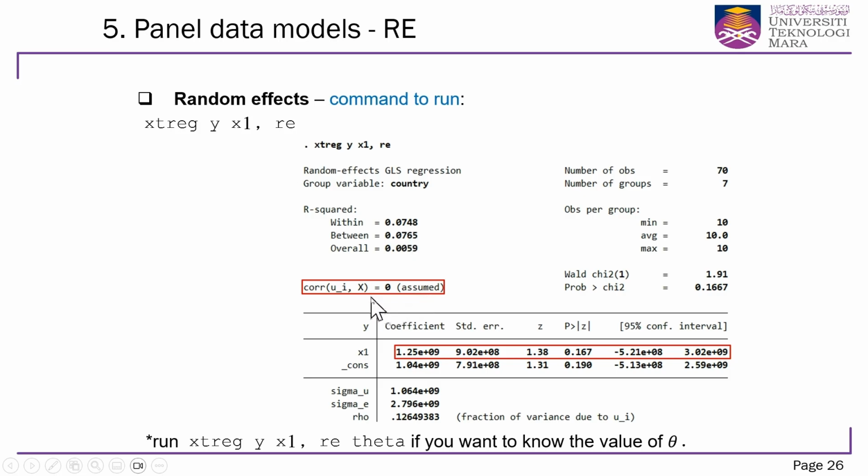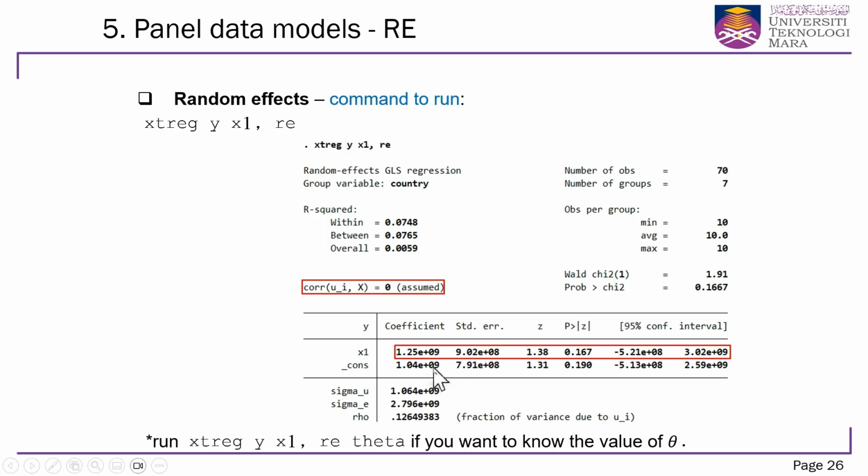Firstly, look at this correlation between ui and x, and it is assumed to be equal to 0. Just a side note, Stata generally calls the unobserved heterogeneity factor by the name ui. This is equivalent to the vi in our model earlier. Recall that in fixed effect estimation, the fixed effect model gives some value to the correlation between ui and x. But here in random effect, it is assumed to be 0. So please note that this is actually the key difference between random effect and fixed effect estimation. We will learn more about this later.